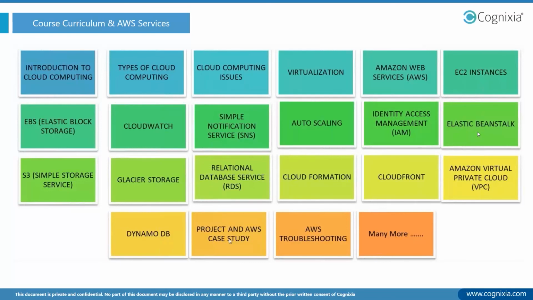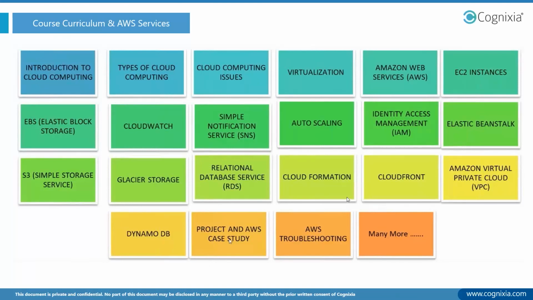Then Elastic Beanstalk I'll take with more explanation, with more examples. Then Identity and Access Management, then S3, Glacier storages, S3 storages, EFS storages, FSx storages, and then RDS servers, and DynamoDB, CloudFormation, CloudFormer even, and CloudFront, VPCs, and VPN, then transit gateways, a number of services we have. So we cannot write everything on this particular screen, right? It's not possible to write everything on this screen, but the course is extensive, extraordinary.